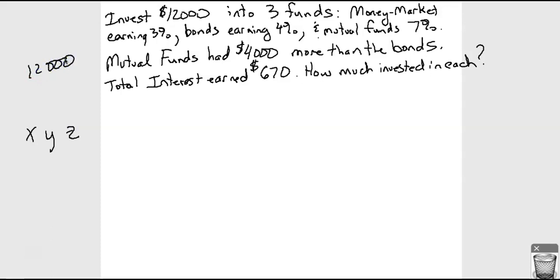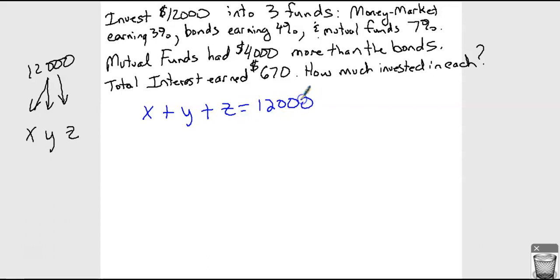We could just put 4,000 in each, make it equal. We could put 6,000 in one, and then 5,000 in one, and then 1,000 in the other. We don't know, but we're splitting this up some way into 3 different accounts. And I know all 3 of them add up to be 12,000. So X plus Y plus Z equals 12,000.